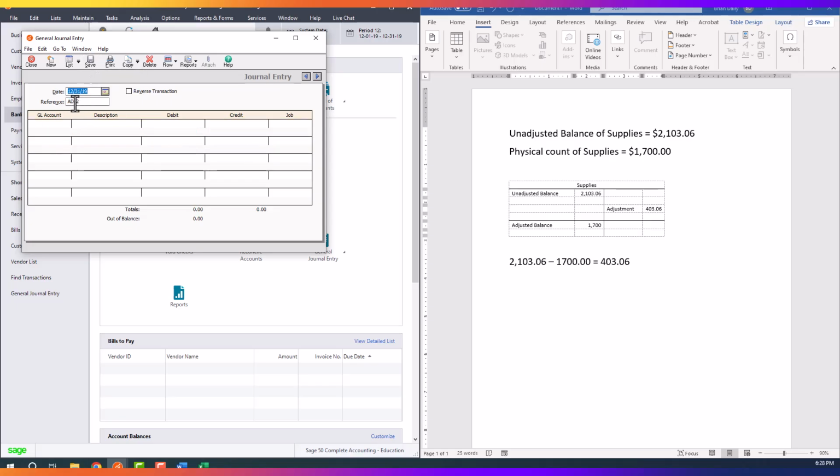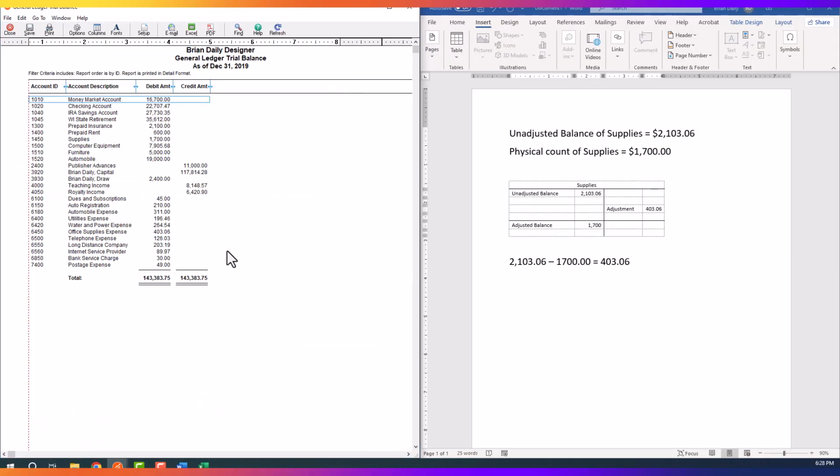And now notice that the date remained the same, but the reference number automatically changed to AJGA2, and now we can record our second adjustment. But before I do that, I'm going to pull up that report that I had open a moment ago, which was our trial balance, and I'm going to click on the refresh button.